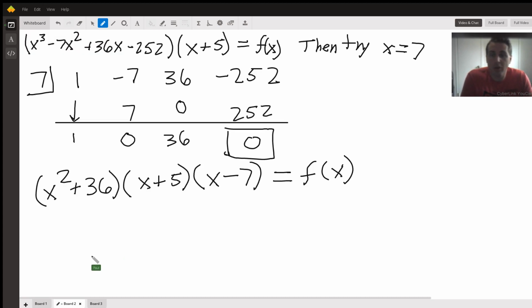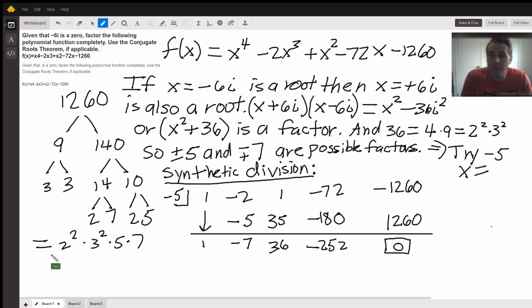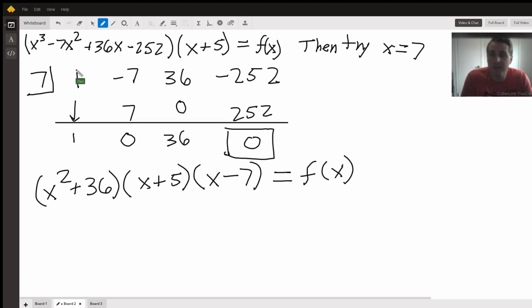So on the next board, we write down the coefficients that remained, which were 1, negative 7, 36, negative 252. And we write down that x plus 5, which fits x equals negative 5, as a factor. Then let's perform synthetic division on x equals 7 because this last term is still negative, so this should be a positive to give us a negative factor at the end. So if we try 7, it works because 1 comes down, multiply by 7, get a 0, multiply by 7, add, get 36, multiply by 7, get 252. The 0 that remains here shows us it divides evenly.